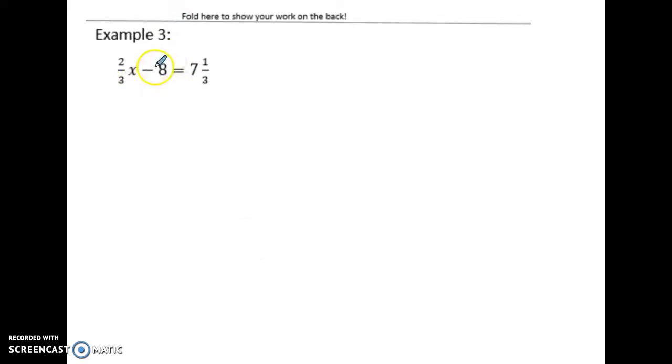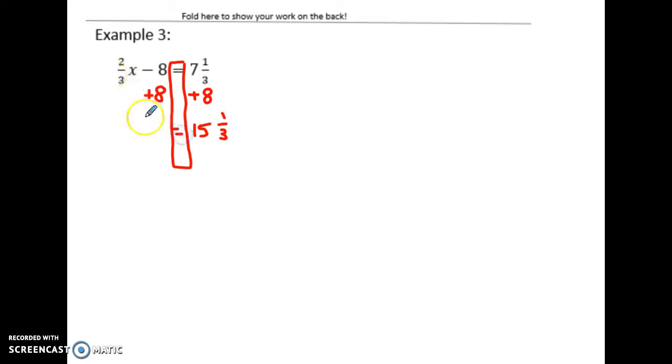Now, for example 3, don't let it scare you. I know it's got a couple of fractions in it, but you're going to start out the same way. You're going to draw your locker. You're going to find your variable. You know this is attached by multiplying. We'll take care of that later. Let's do the easiest operation first. To get rid of a -8, remember the opposite is just to add 8. 8 and 7 makes 15, and you still have that fraction, 15 and 1/3.